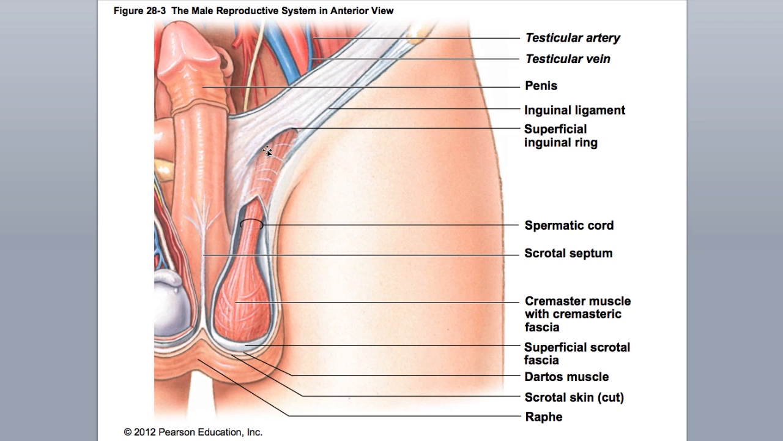And that's where the hernias often happen for guys, right at that superficial inguinal ring. Okay. Now, on this slide, they mention the cremaster muscle and the dartus muscle. Make sure you know the functions of both.